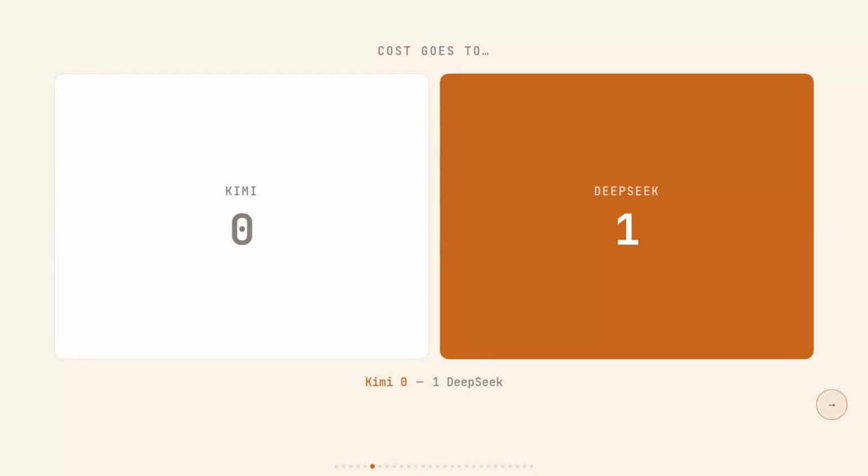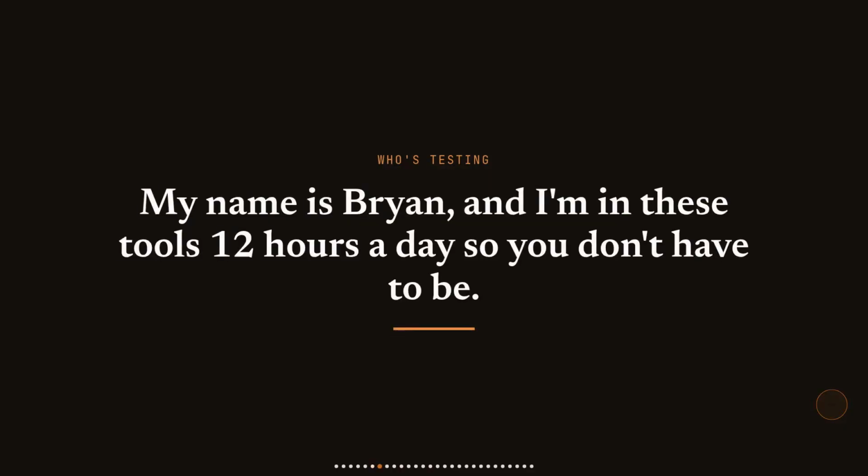I expected a price gap, but 6 times cheaper on output tokens is way bigger than I'd have guessed from the marketing. And that puts DeepSeek on the board first. Kimi 0, DeepSeek 1. I've been living inside these APIs long enough that a pricing page is the first tab I open, not the last. Drop a comment if that cost gap has already bitten you on a real project.